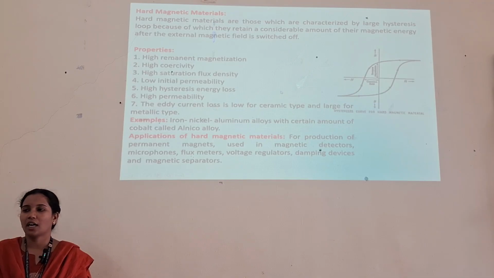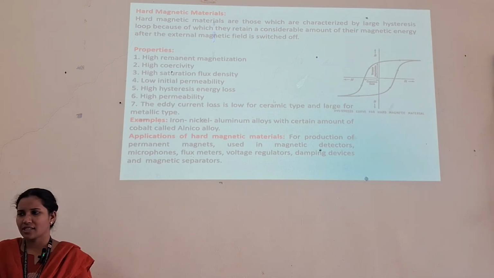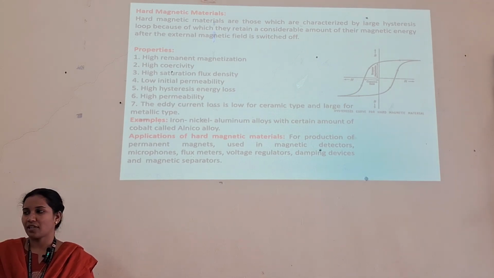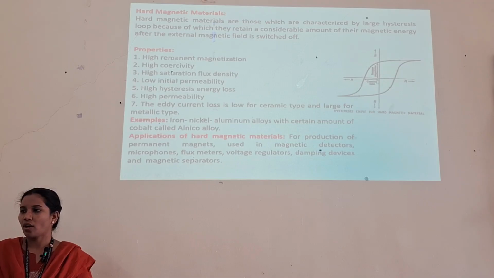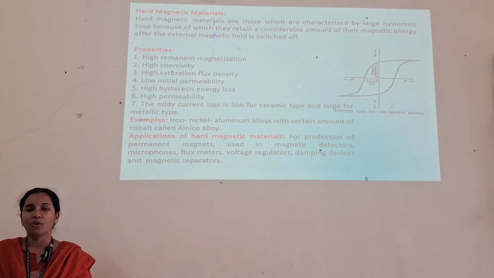Next one is types of magnetic materials: hard and soft magnetic materials. You can see here, hard magnetic materials are those which are characterized by a large hysteresis loop. As you can see in the graph, they have a large hysteresis loop, because of which they retain a considerable amount of their magnetic energy after the external field is switched off.